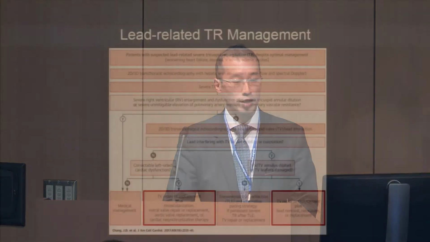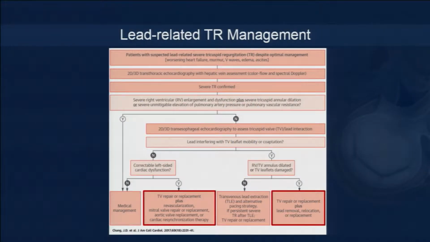We already went through the guidelines in the stages of TR, and certainly we have been having some problems treating the severe TR because they haven't been addressed recently. And if you look at the lead-related tricuspid regurgitation management, you can see that certainly surgery is an option, but no mention of tricuspid repair from a transcatheter standpoint.